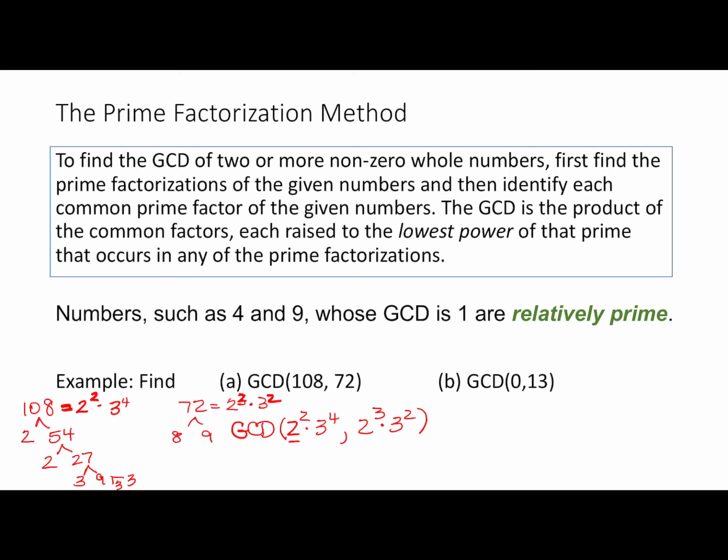In this case, both have 2's and both have 3's. And so my GCD is going to look like 2 to the smallest power appearing in either of those factorizations. In this case, that's going to be 2 squared times 3 to the smallest power appearing in either of those factorizations. I have a 3 to the 4th in the first one and a 3 squared in the second one, so I want 3 squared here. So 2 squared times 3 squared is 4 times 9, which gives me 36.